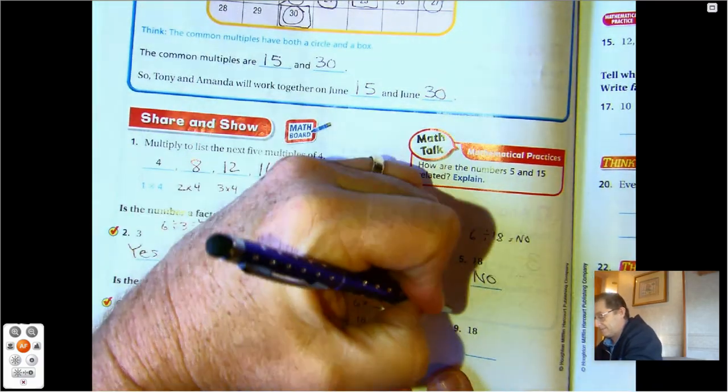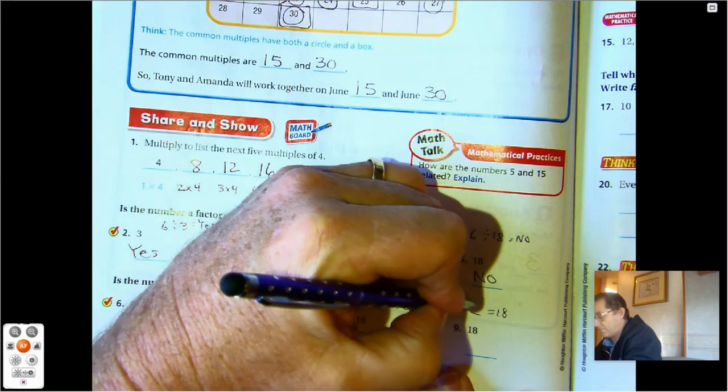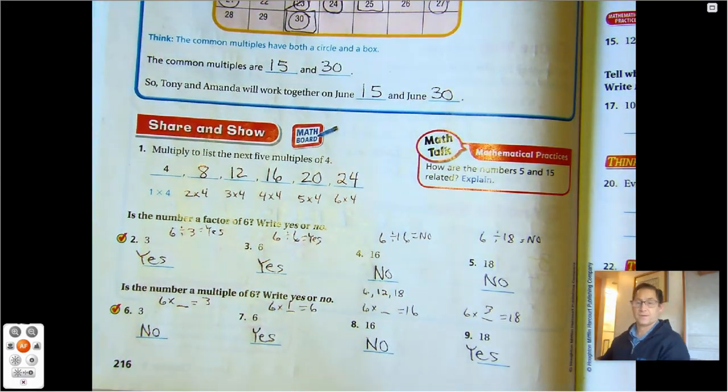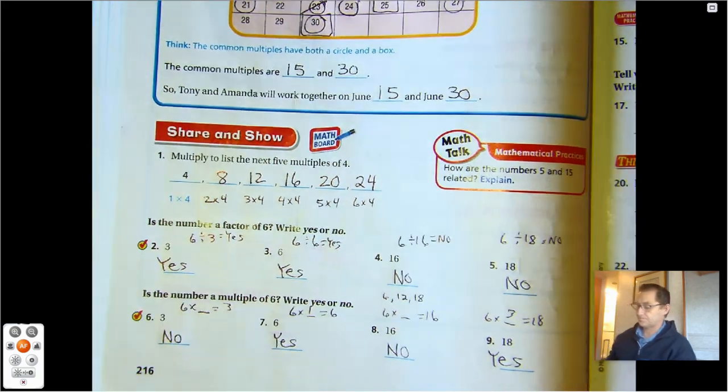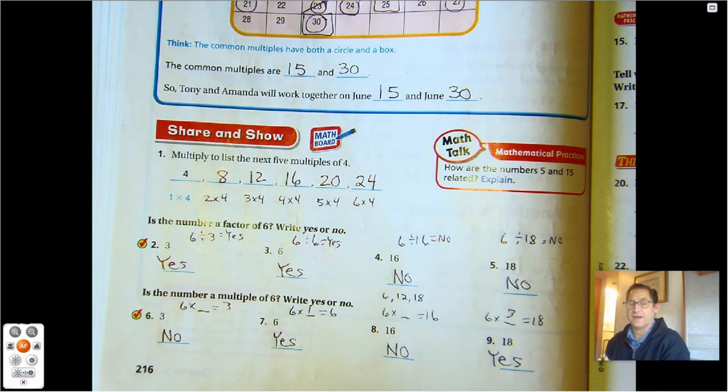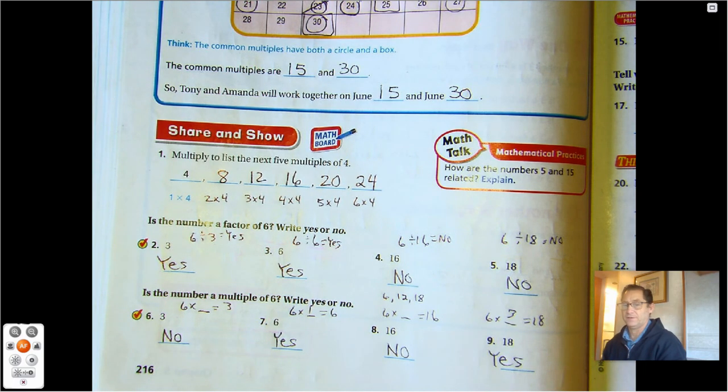Okay, we just did 6 times what is 18? 3. So, 9 is yes. So, multiples, we're trying to find that number times a counting number. Factors, we're seeing if it's divisible by that number.